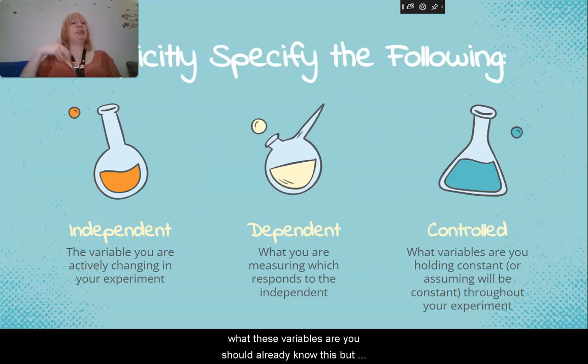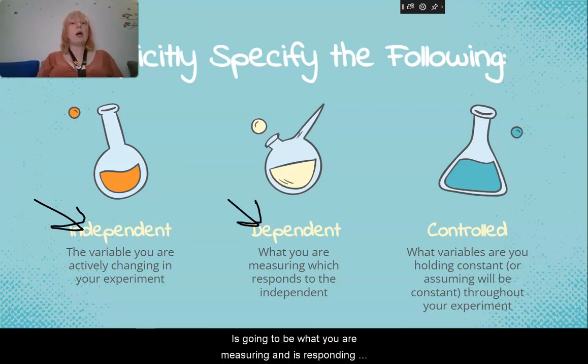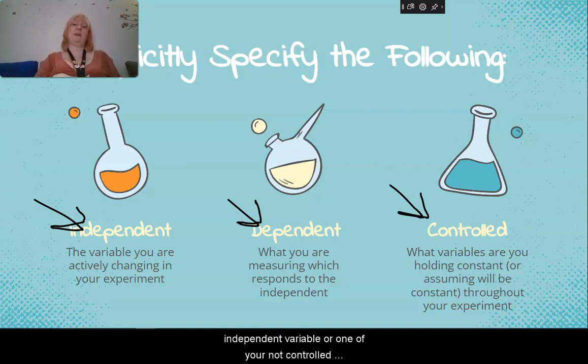You should already know this, but just as a reminder, your independent variable is the variable that you as the scientist are actively changing during your experiment. Your dependent variable is going to be what you are measuring and is responding to what you are doing to the independent variable. And then finally, it is very important to have as many controlled variables as possible. These are the things that should be staying constant and not changing, because otherwise we don't know if it's actually the independent variable or one of your not controlled variables that is causing the changes in the dependent variable.